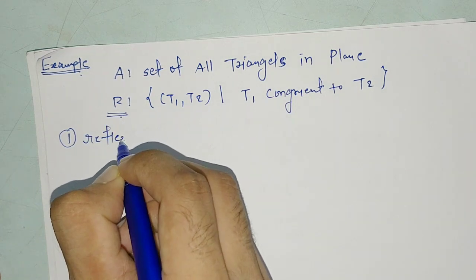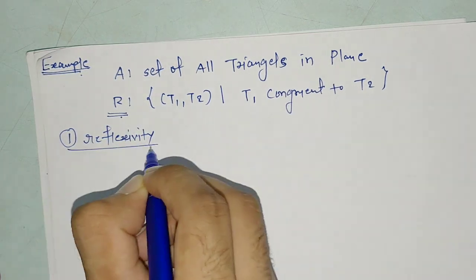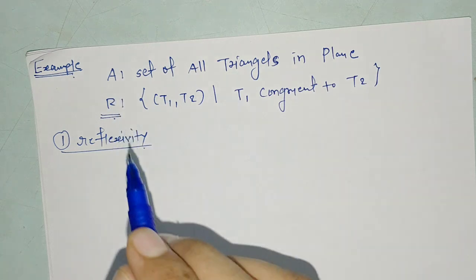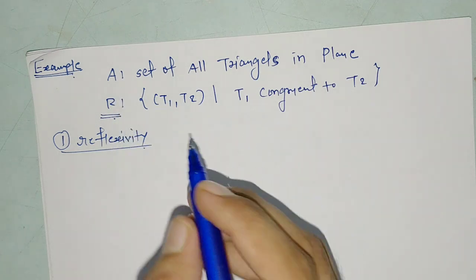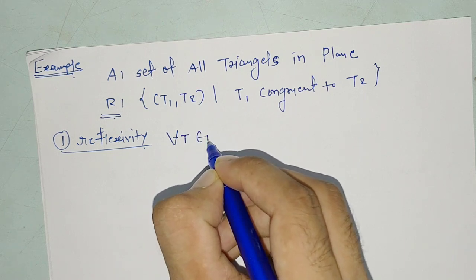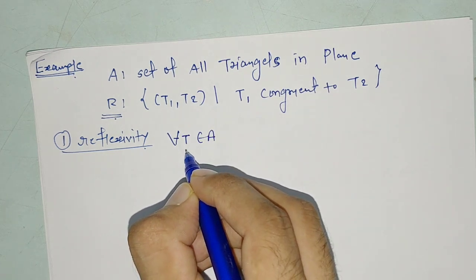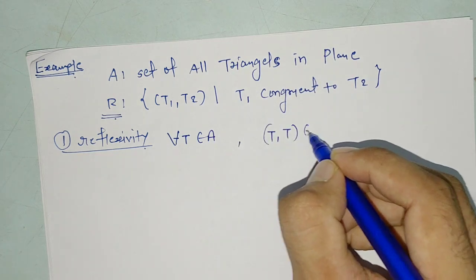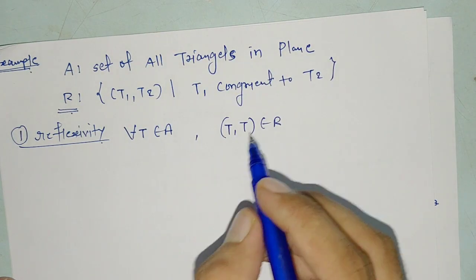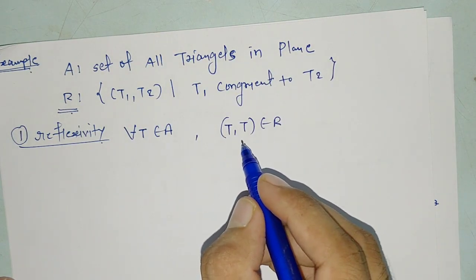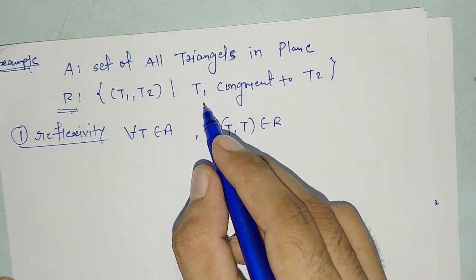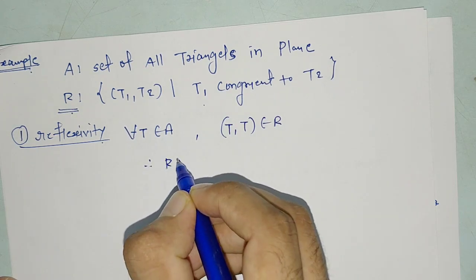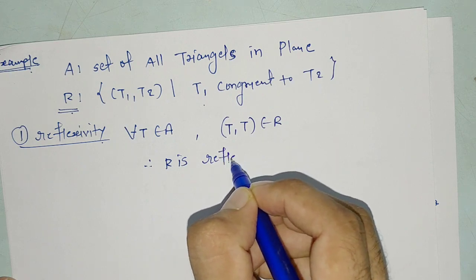reflexivity. Reflexivity says that if I take any element from the set, it must be related with itself. So for all T belongs to A, where T denotes a triangle, (T, T) belongs to R. It is easy to understand that every triangle is congruent to itself. So each triangle will satisfy the condition of the relation. So (T, T) belongs to R, so we can say that R is reflexive.